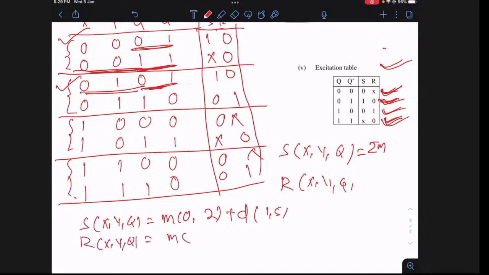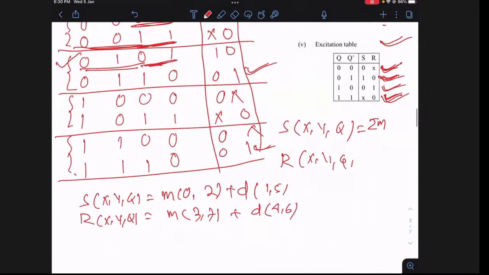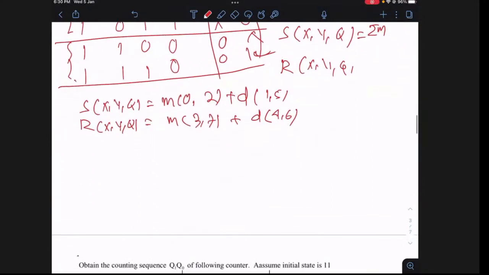Similarly, if I ask you what is R in terms of X, Y, and Q, there are again 2 min terms, that is min term 3 and the last row, that is min term 7, plus don't cares 4 and 6. So now you have to solve through K-map.